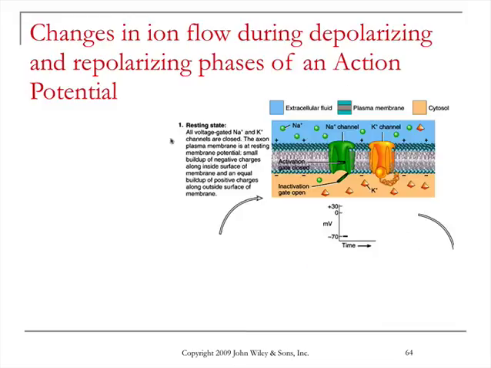During the resting state, as it states here, all voltage-gated sodium and potassium channels are closed. The axon plasma membrane is at the resting membrane potential. There's a small buildup of negative charges along the inside surface of the membrane and an equal buildup of positive charges along the outside surface of the membrane.